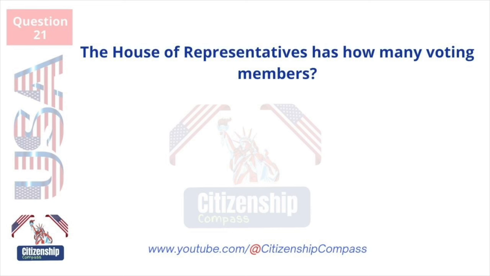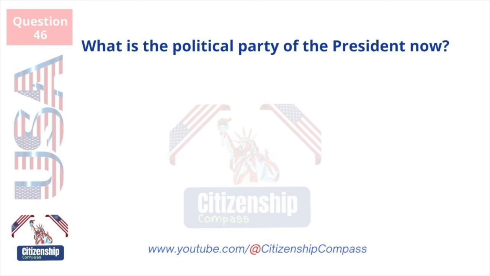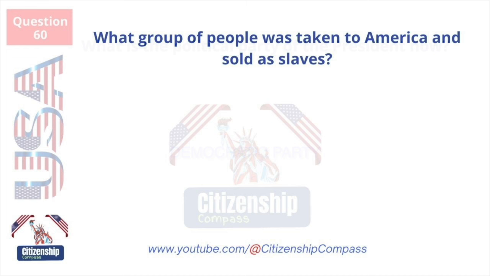The House of Representatives has how many voting members? 435. What is the political party of the president now? Democratic Party. What group of people was taken to America and sold as slaves? Africans.